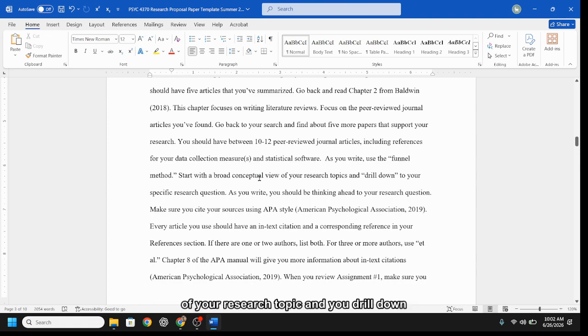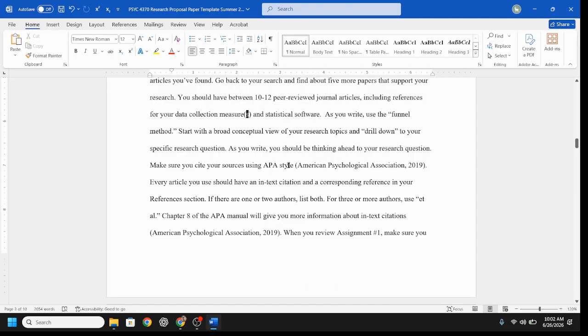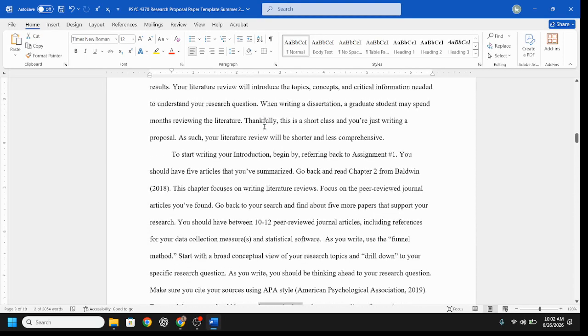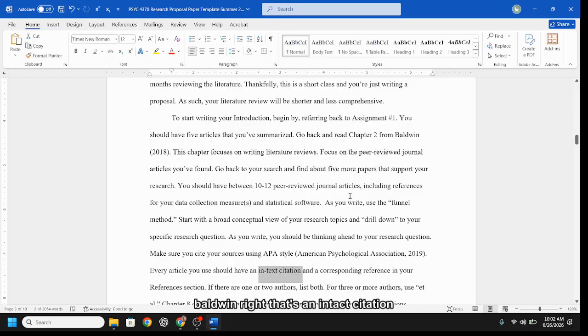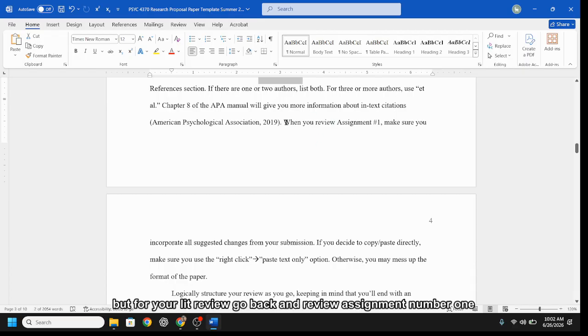Now you're going to use the funnel method, and that means we start with a broad conceptual view of your research topic, and you drill down to your specific research question. You should be thinking ahead to your question when you're writing, and you should be citing your sources as you go. So each article that you use in your lit review needs an in-text citation, which is going to look like Baldwin right here. That's an in-text citation, and then it's going to have a corresponding reference in the reference section. So go back and read your APA style guide if you need help with that. But for your lit review, go back and review assignment number 1. Incorporate any changes that I asked you to make.